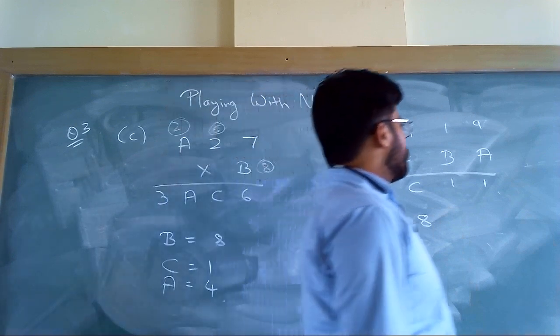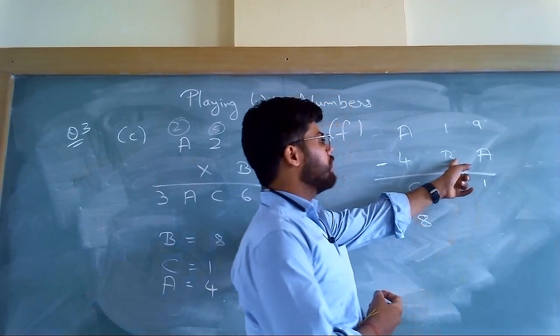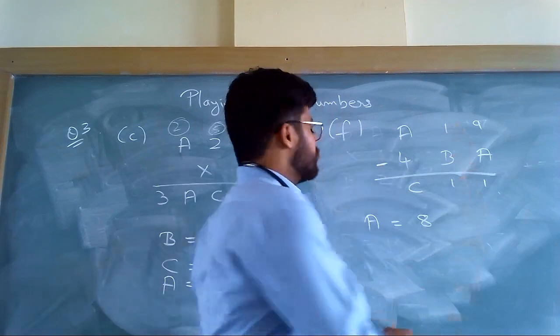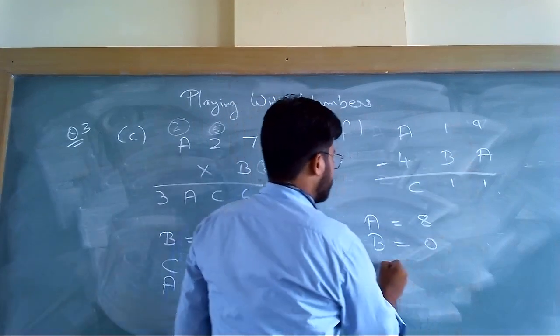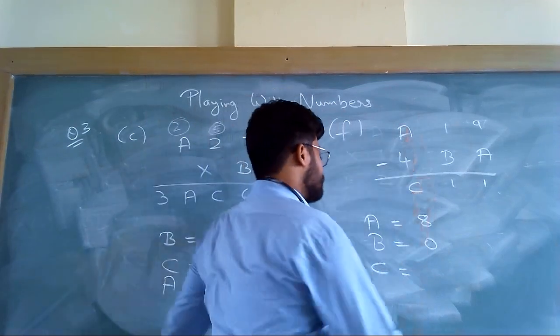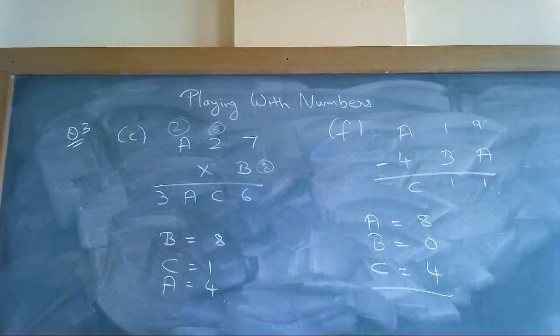Now, what value do I put here in the place of B so that I get the same result? 0. 1 minus 0 is 1 only. So the value of B is 0. Now finally C. A value I already know is 8. 8 minus 4, the value of C is 4. So this is your answer. Write it fast. Then question number 4.